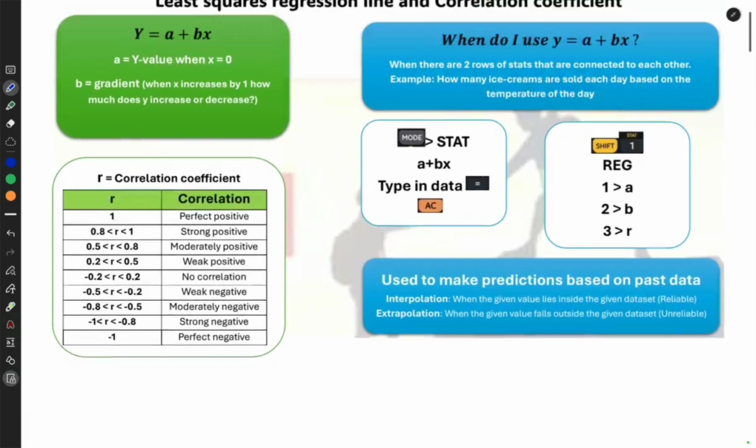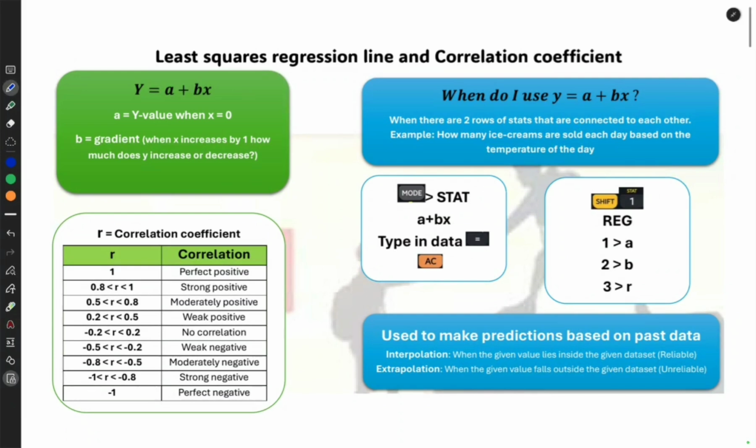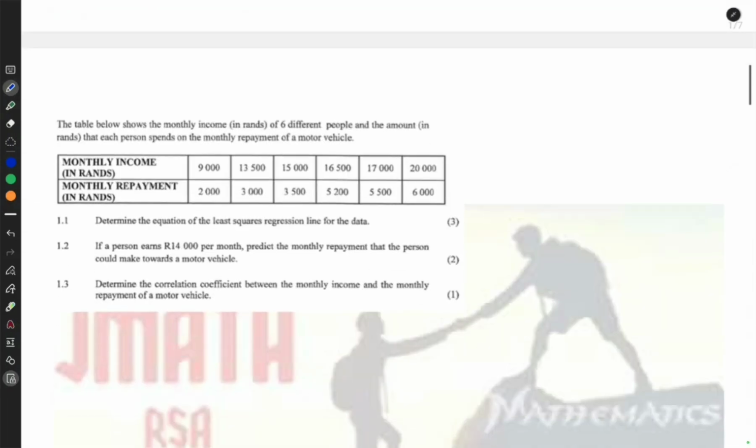I'm just going to go back to the steps. On the calculator, you press mode, stat, choose a plus bx, then type in all the values. First type in all the x's, then go back and type in all the y's. You press equal each time to go to the next block. Once you're done, you press the AC button, then all the data disappears. Then you press shift and 1, and on that menu, choose regression. Each calculator is different, is it option 4, option 5, but choose regression, and then 1 equals will give you the A value, 2 equals will give you the B value, and R is option 3.